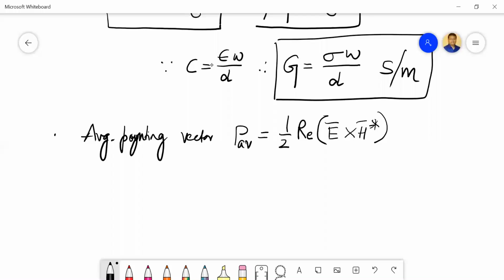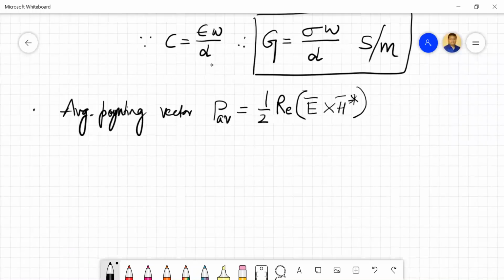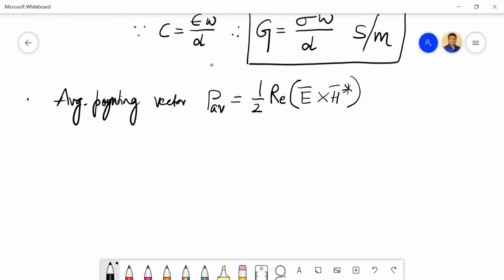So if you try to expand this and solve, we know what the components of E are and what the components of H are. So it is better to expand first and then we'll see what terms are coming.